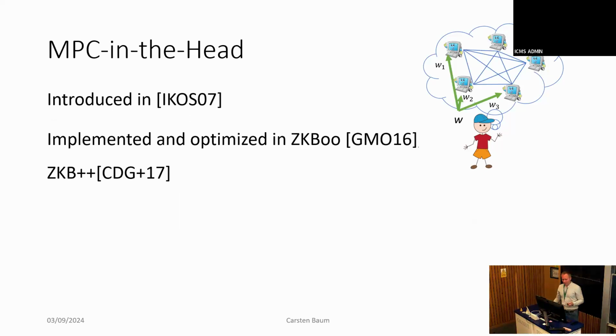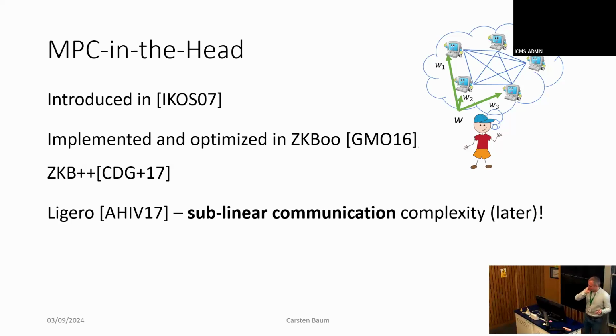I'll just quickly mention that it was introduced by Ishai et al. in 2007, I think. And the first implementation of this was only done in 2016 in a paper called ZKBoo. That was later optimized. Then 2017 saw the first paper that does this kind of proof system where the size of your proof is sublinear in the size of the circuit that you're actually proving. Maybe I can say one slide about this later.